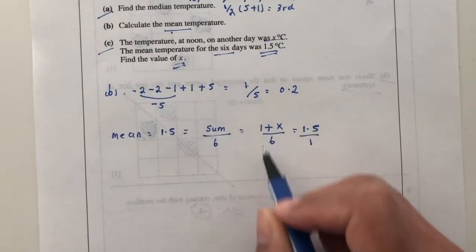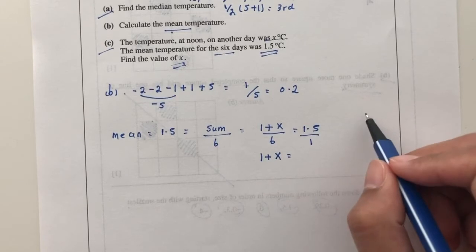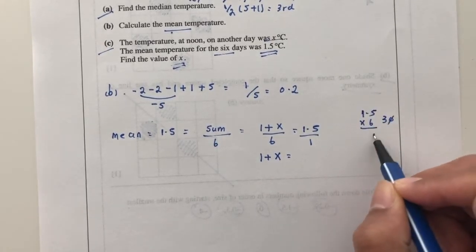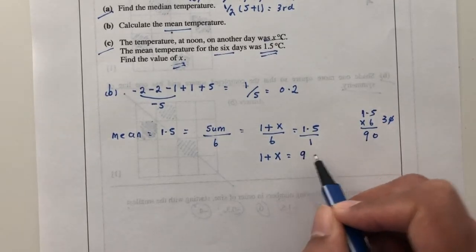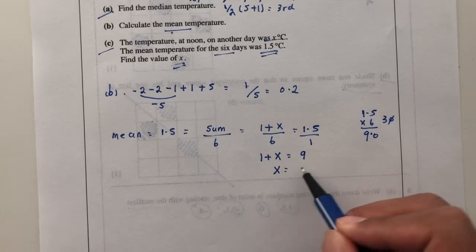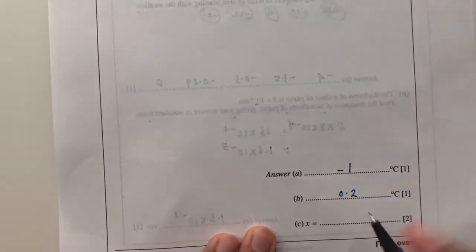So we can cross multiply. You will have 1 plus X equal to 6 times 1.5. What is 1.5 times 6? That will be 9.0. So the value of X will be 9 minus 1, which is 8. So X will be 8.